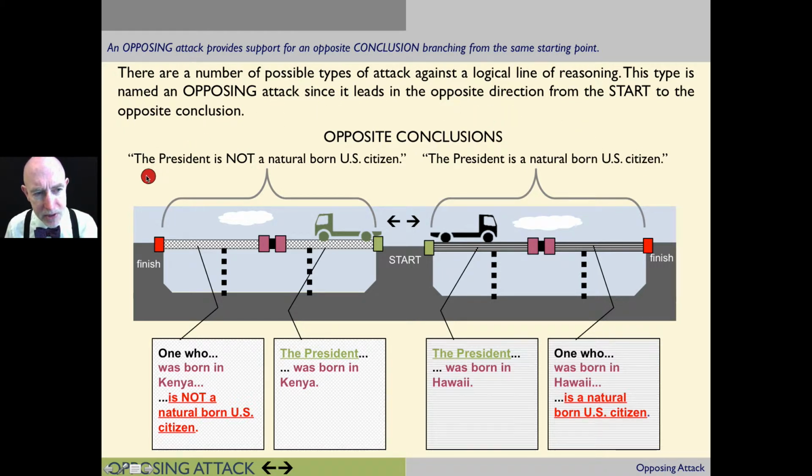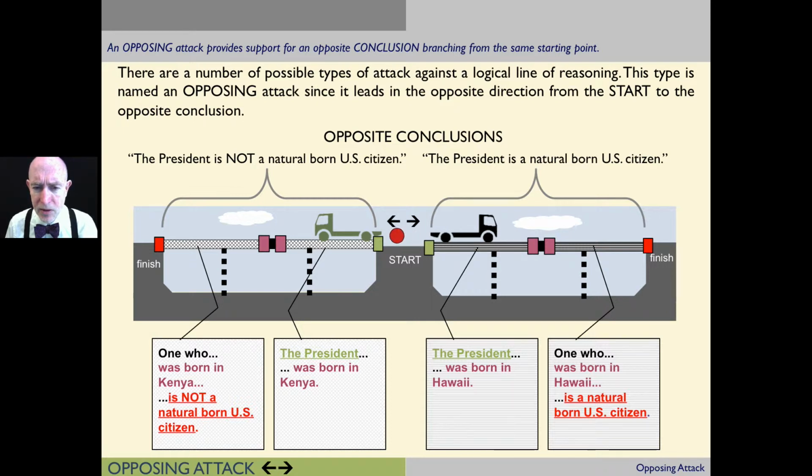Now, the opposite conclusion is the president is not a natural-born U.S. citizen. This is also based on, in this instance, two premises. And the first one is the president was born in Kenya. And the second premise is one who was born in Kenya is not a natural-born U.S. citizen. So these are competing lines of reasoning going in opposite directions.